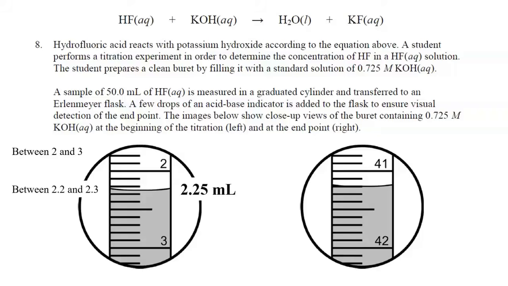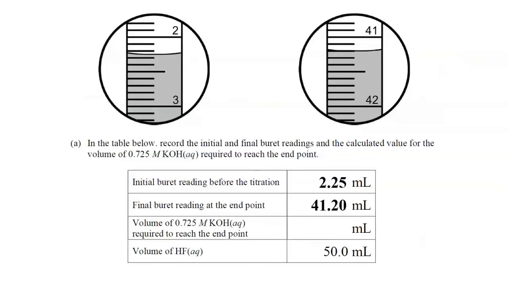The final burette reading at the endpoint would be somewhere between 41 and 42. And it looks like it's right on the line. The bottom of the meniscus is on the line at 41.2. So we'll call that 41.20 because we always read a burette to 2 decimal places. Each line is worth 0.1 milliliters, so we estimate to the 100th place. The difference between the initial and the final burette reading is 38.95 milliliters. So now we have the volume of 0.725 molar potassium hydroxide that was required to reach the endpoint.